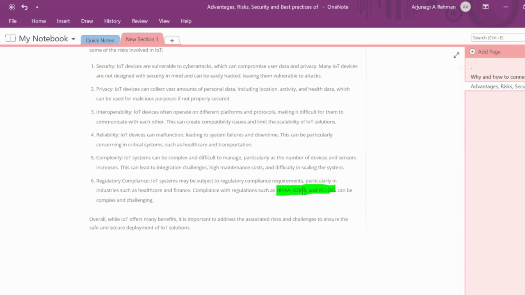Overall, while IoT offers many benefits, it is important to address the associated risks. The reason for telling you about these risks and concerns is that as a future IoT developer, engineer, or maker, you must address them and try to resolve them.